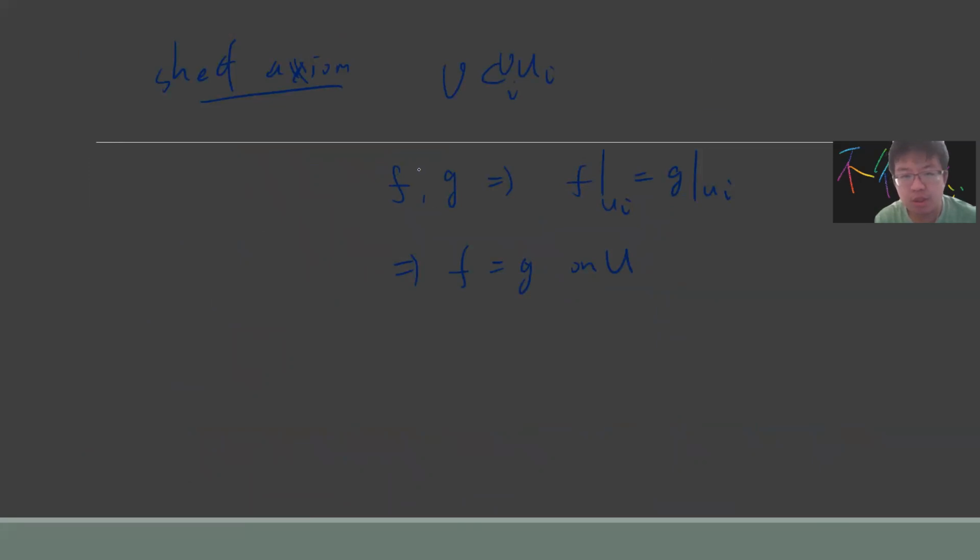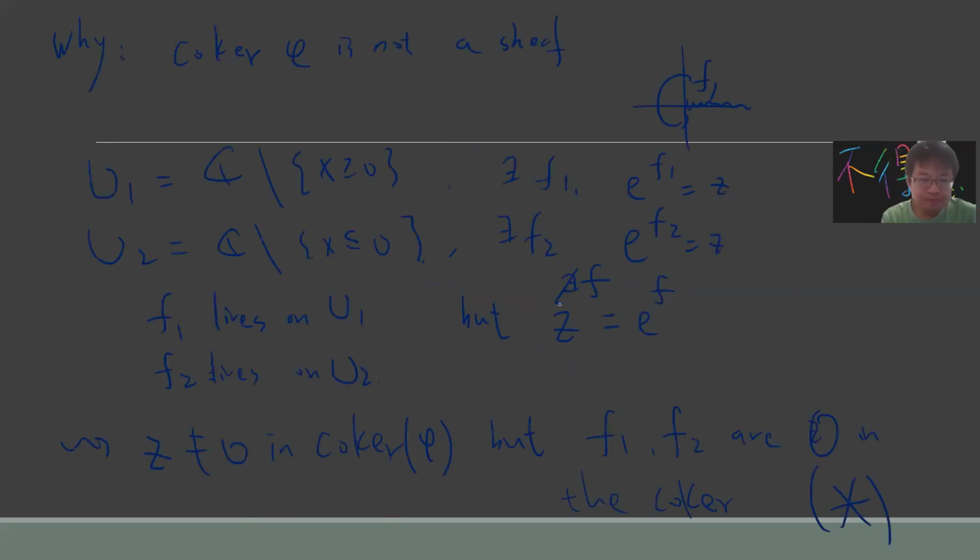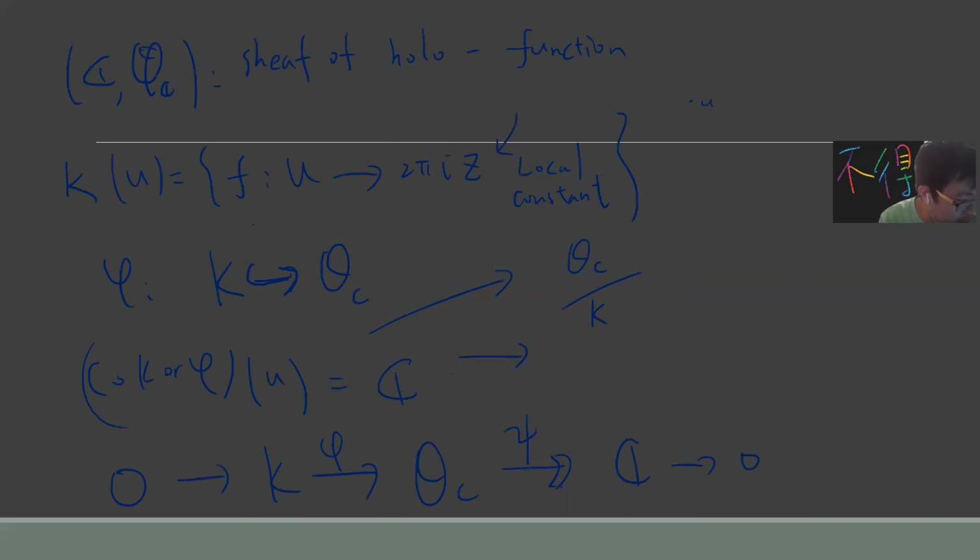this condition, if you view f as z and g as zero. They both restrict to zero: zero restricted is zero, z restricted is zero. But there's no such f, so this z is non-zero. Okay, so this does not happen, right? So z is non-zero, but zero is on U. Okay, so this is a very elementary idea showing that this is not a sheaf.